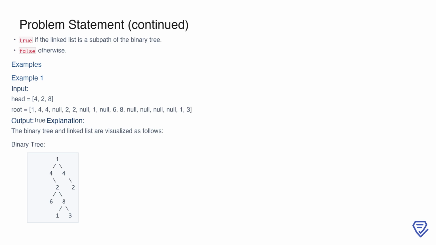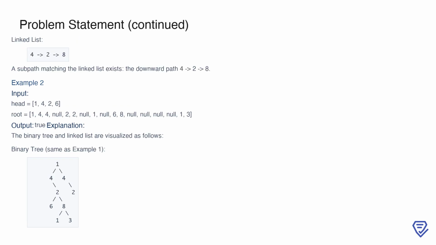In the first example, the linked list contains the sequence 4, 2, 8, and we are tasked with finding this sequence in the given binary tree. The binary tree is visualized as shown, and we can see that there is indeed a downward path starting from the leftmost 4, then moving to 2, and finally reaching 8. Since this path matches the linked list exactly, the output is true.